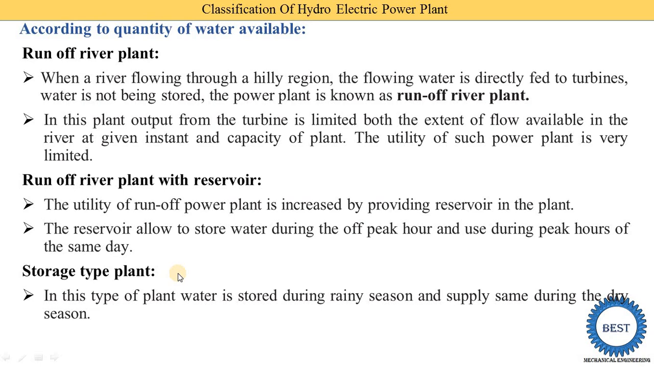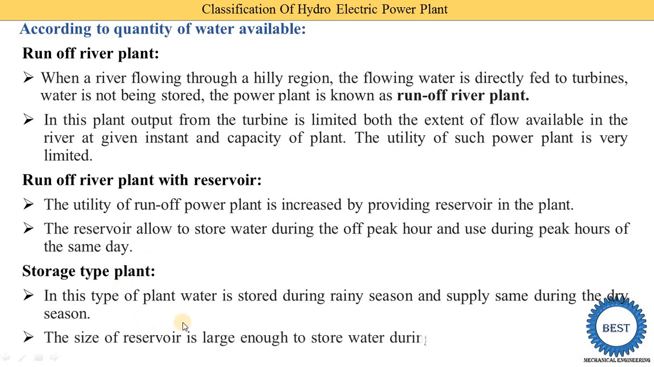Okay, so this water is stored during the rainy season. Okay, and this same water is used during the dry season. So this water stored in a dam is used for different purposes, means to run the power plant. It is also used for agriculture. Okay, so different applications are also there. The size of the reservoir is large enough to store water during the wet season and supply water during the remaining seasons. Okay, so the size of the plant is larger. Okay, so you can already see that the size of the dam is very big.